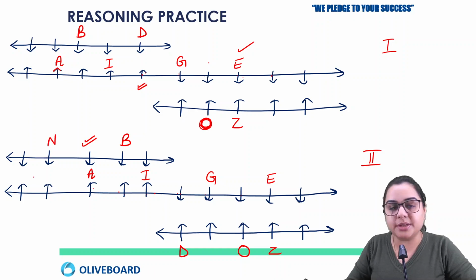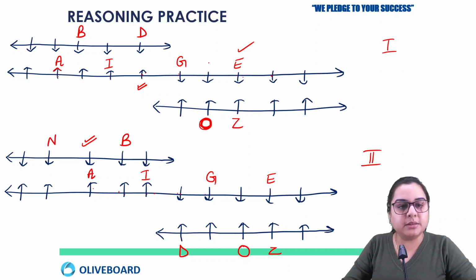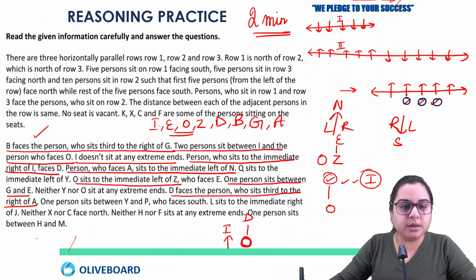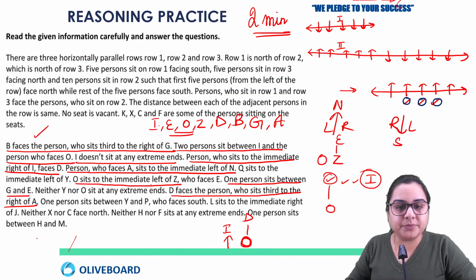So N should be sitting here. And in the other case, the person who faces A sits immediate left of N. So N should be sitting here. So we have solved N. Okay, we have solved this N. Right? Okay, any other information about N? Let's see if there is any other information.